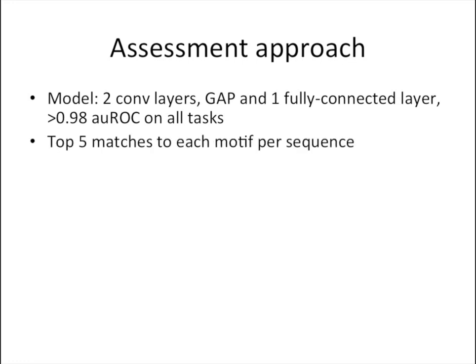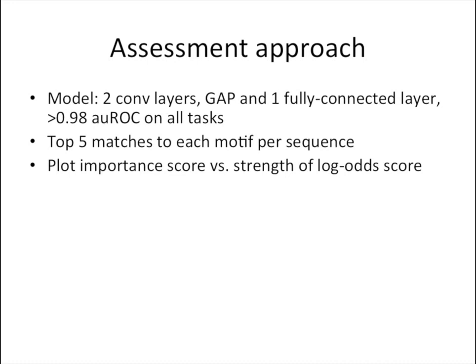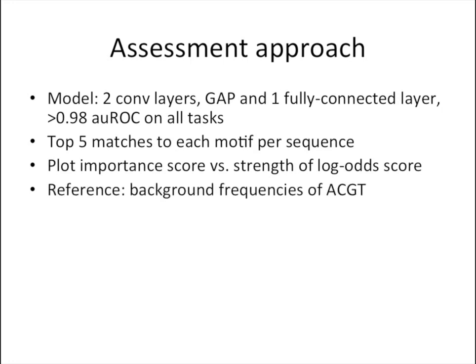On each sequence, we identified the top 5 matches to a given motif as sorted by the log odds score that a particular match originated from a particular PWM versus the background base frequencies. Then, we sum the importance score assigned to each match by different methods for a particular task, and plot the importance score against the strength of the log odds score. For DeepLIFT and integrated gradients, we use a reference input representing the frequencies of ACGT in the background set.